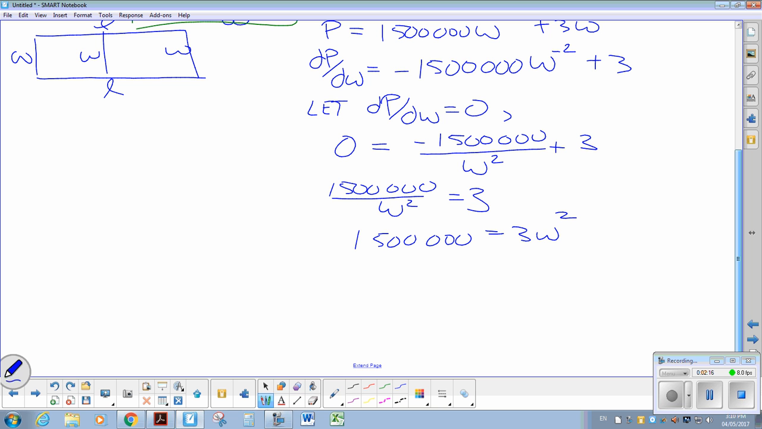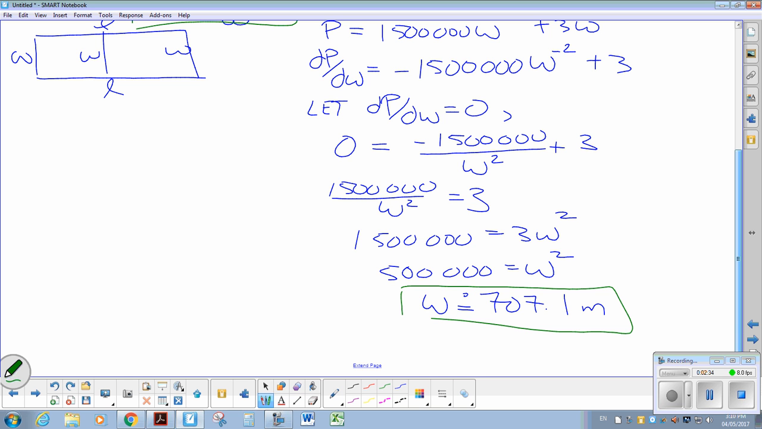Divide both sides by 3. So now I have 500,000 equals W squared. Take the square root of that answer. And W is approximately 707.1 meters. So that's our width.